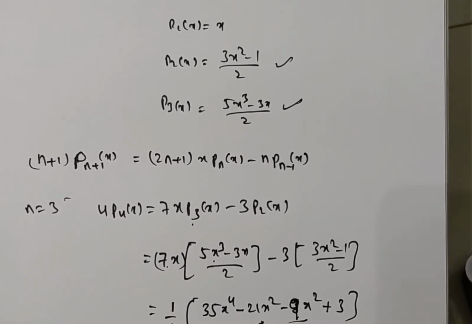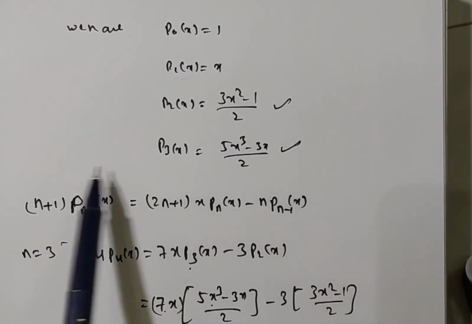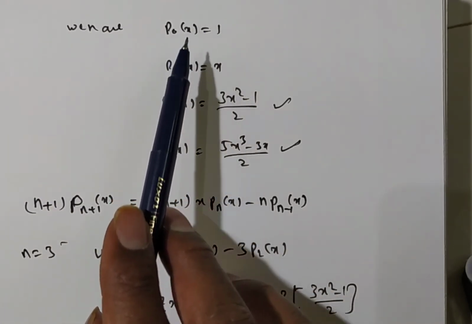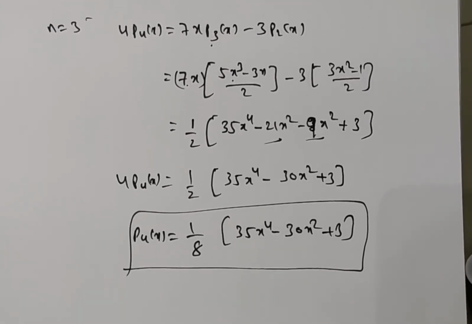Previously we had P2 and P3. By using this recurrence relation with the help of P0 and P1, we got P2 of x, P3 of x and P4 of x. Is it clear for everyone?